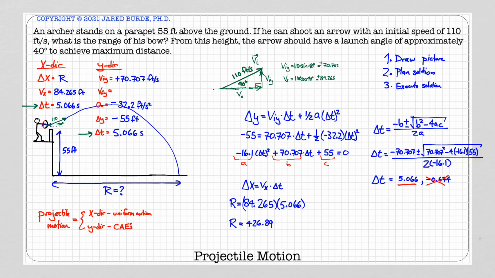426.89. That should be feet, because we're measuring everything in American units, and the range is a horizontal distance. I kept a lot of sig figs, and now I'll go back and say I had either 2 or 3 sig figs there. So in this case, I might just err on the side of caution and call this 427 feet. We'll call that 3 sig figs. And that is how far away from the castle wall we would expect this archer to be able to reach with his arrow.